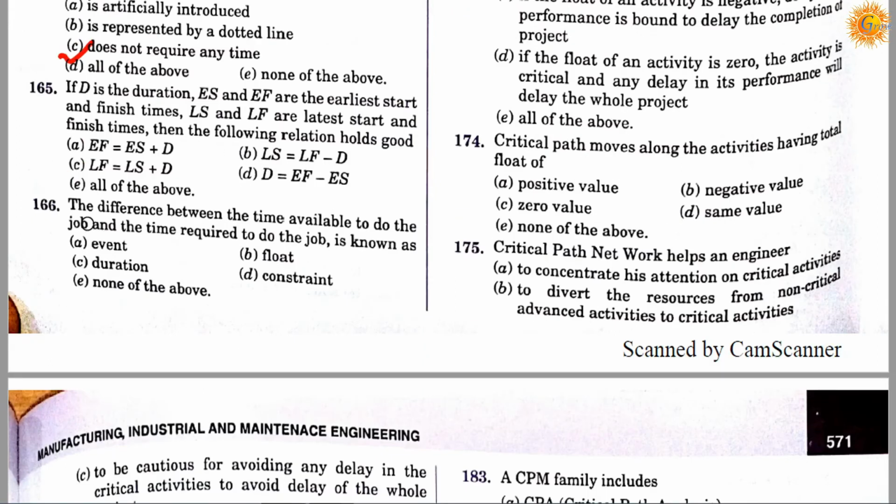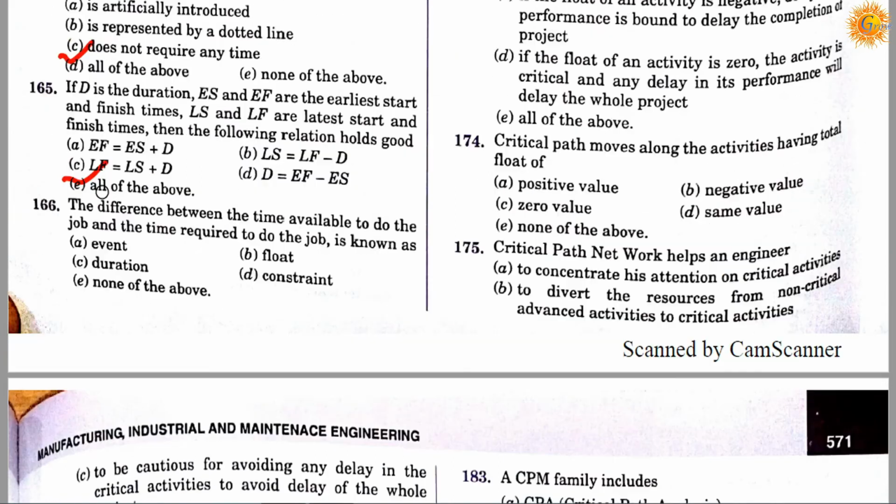Question number 165. If D is the duration, ES and EF are the early start and early finish times, and LS and LF are the last start and last finish times, then the following relation holds good. Option A, EF is equal to ES plus D; option B, LS is equal to LF minus D; option C, LF is equal to LS plus D; option D, D is equal to EF plus ES; and option E, all of the above. The correct answer is E. It's all of the above.